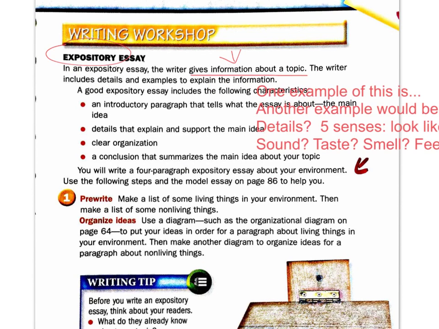In other words, in an expository essay, you would use words such as one example of this is. Another example would be. So you're giving examples. And details, what are details?